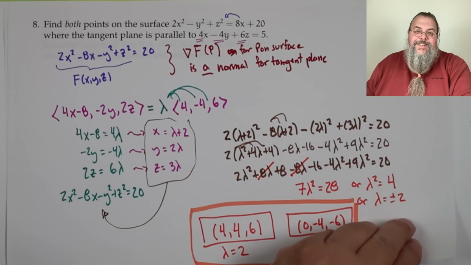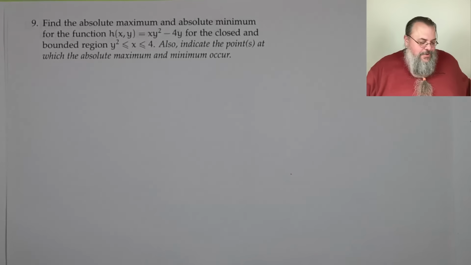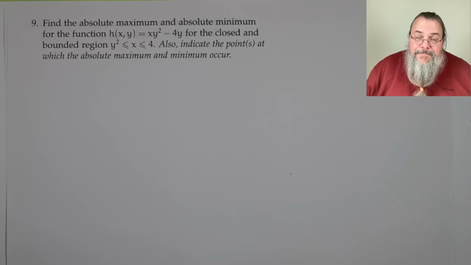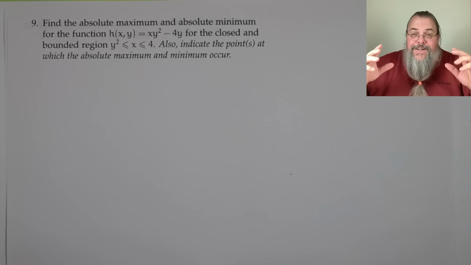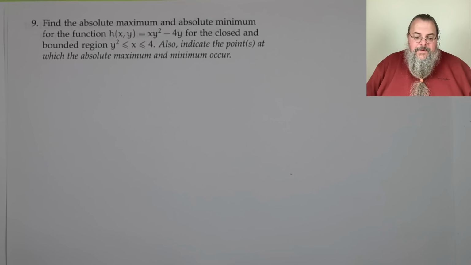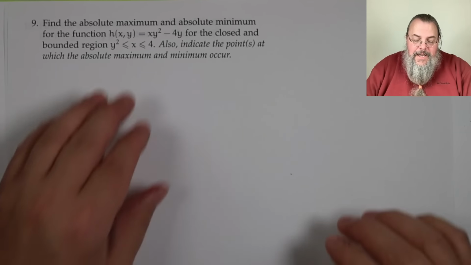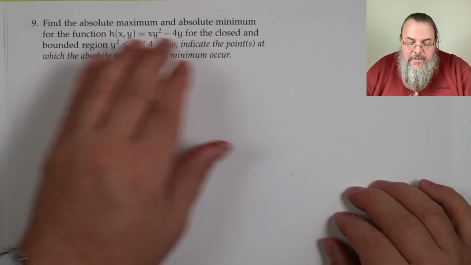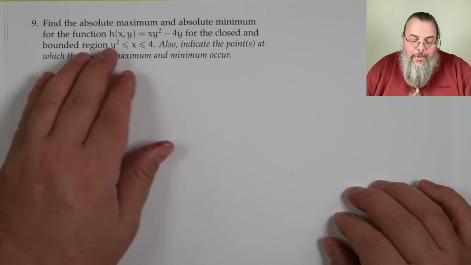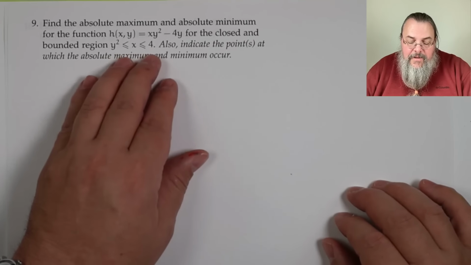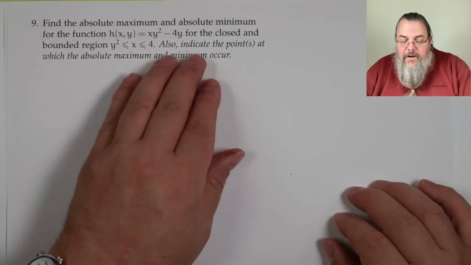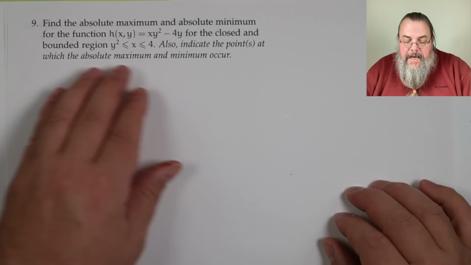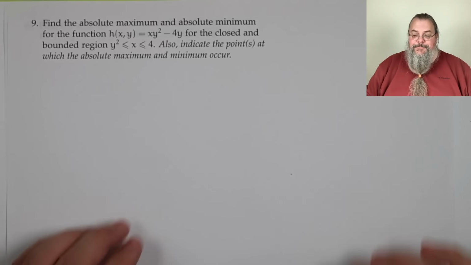All right, on to our next problem. Number 9. Find the absolute max and absolute minimum for the function h of x, y is x y squared minus 4y, on the closed and bounded region, y squared less than or equal to x less than or equal to 4. Also indicate the points at which the absolute maximum and minimum occur.